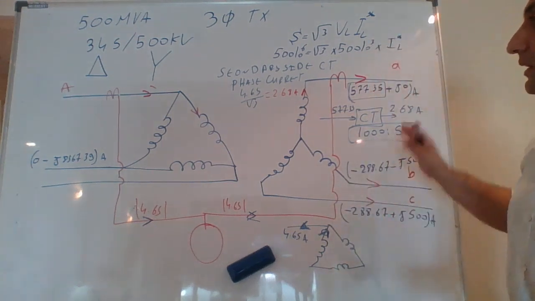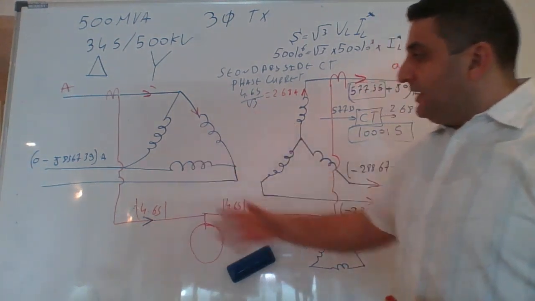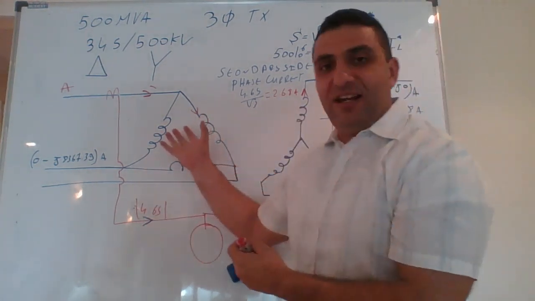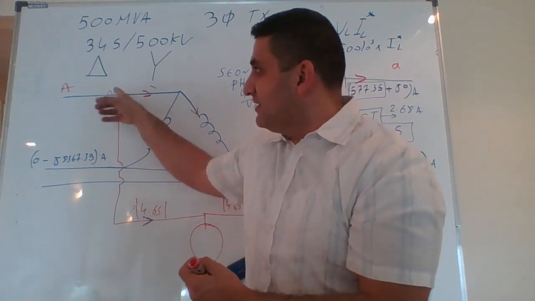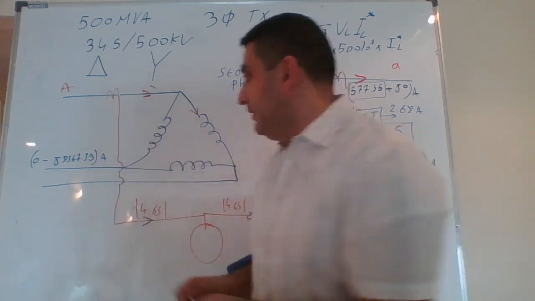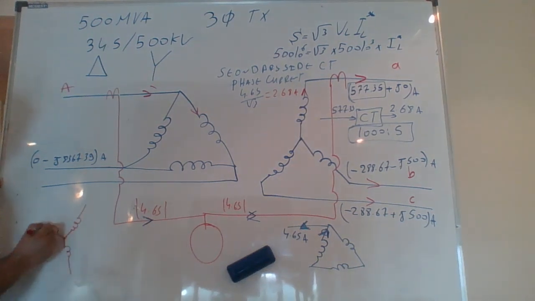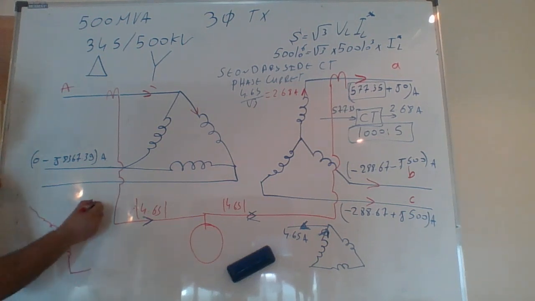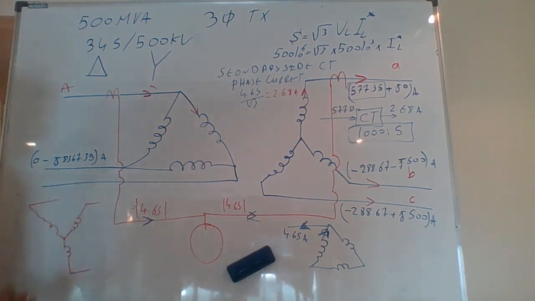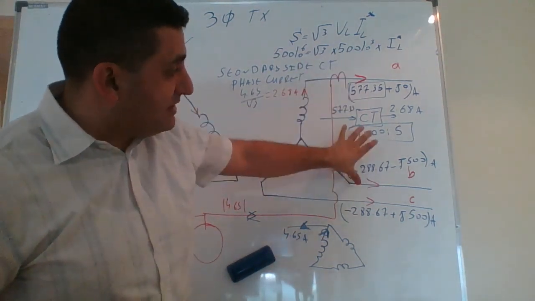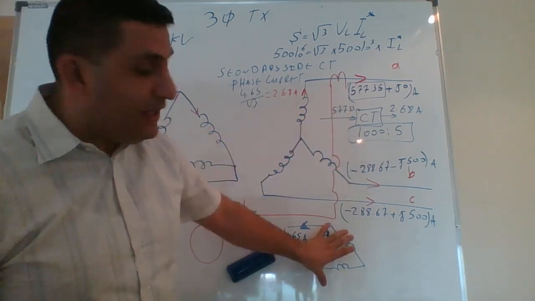Perfect. Then I said to eliminate the 30-degree shift, I need to swap the connections. So on this delta side, I connected the three CTs, 1, 2, 3, into Y. The CTs on this side will be connected into Y, and then I connected the three CTs on the secondary side of the power transformer into delta.